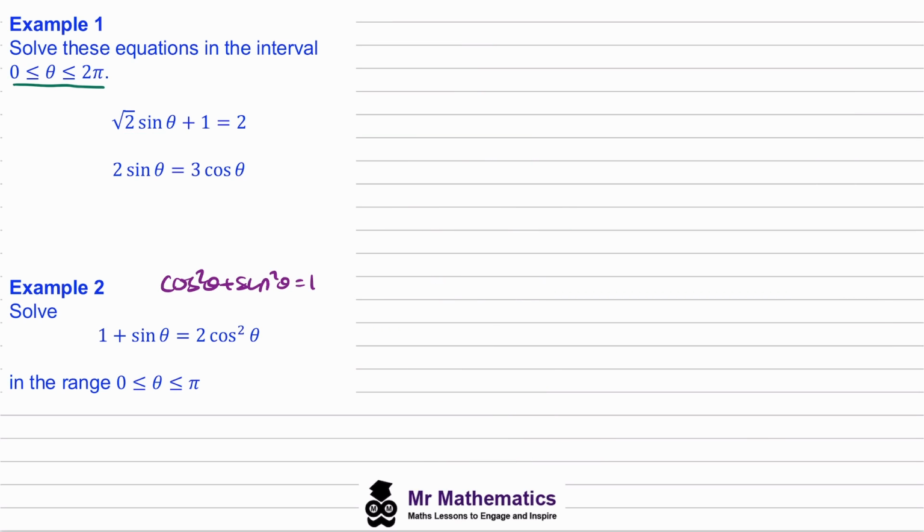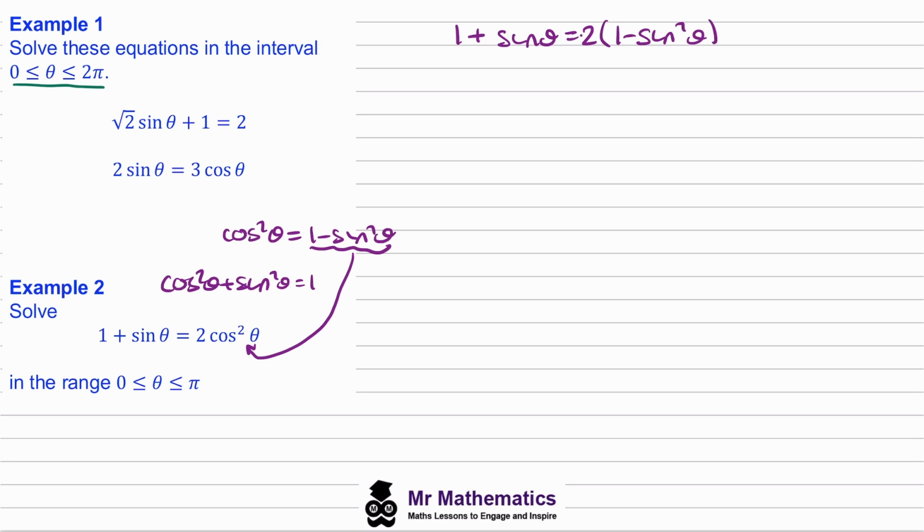Okay, so welcome back if you had a go. So the first thing we need to do is to replace cos squared theta with sine squared. Then we can set up a quadratic. So cos squared theta will be 1 minus sine squared theta. And we can substitute this into here. So we'll have 1 plus the sine theta will equal 2 lots of 1 minus sine squared theta. And then we'll expand out this bracket.